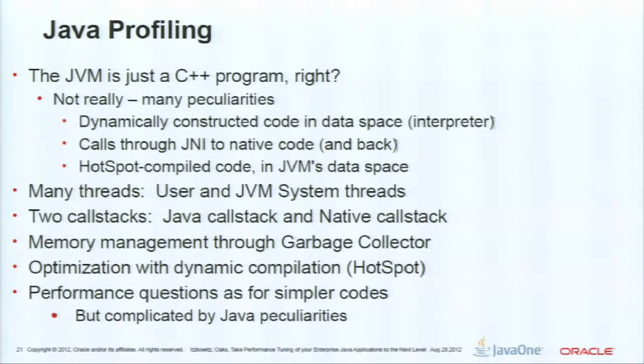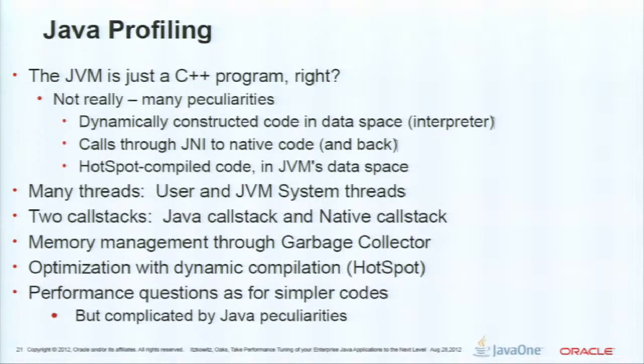For one thing, it dynamically creates the bytecode interpreter in its own data space. It allows calls to JNI and back to get from Java to native and back again. And when the hotspot compiler comes in, it will generate machine code for a Java method and put it into the target's data space, not instruction space. Typically, the JVM has many threads. There are half a dozen or a dozen of what I would call system threads that are always there. They don't do very much, but when they're needed, like the garbage collector, which may have many threads, or the hotspot compiler, which may have several threads.